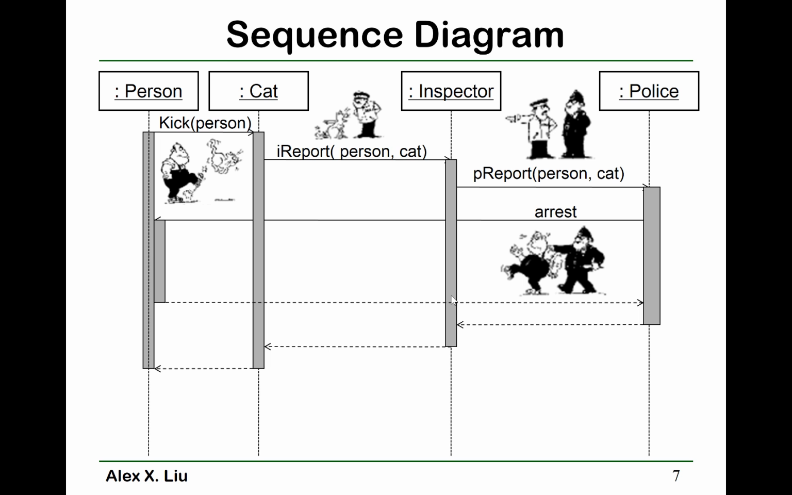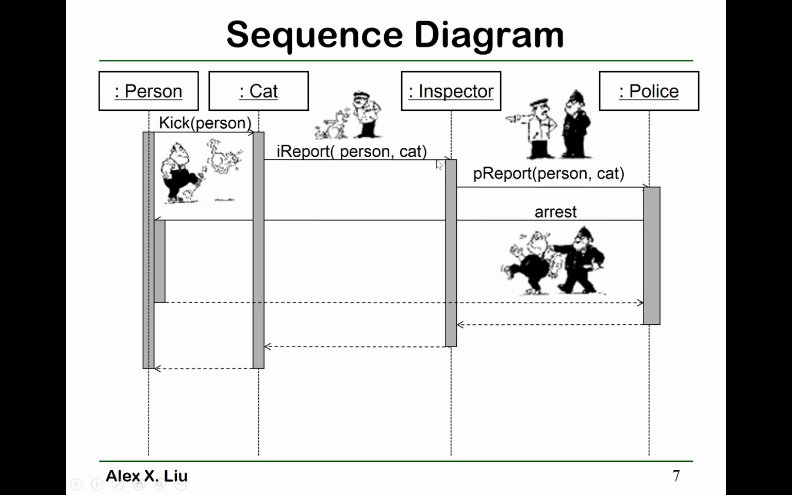Now let's take a look at the sequence diagram. So again, we have four objects. Then we need to list all the four objects horizontally, one after another. All right. So we have person, cat, inspector, and the policeman. So now, in this collaboration, it doesn't receive a signal from the outside environment. So there are no user events, that kind of message from the outside. All right, so the triggering event is the person kicks the cat.